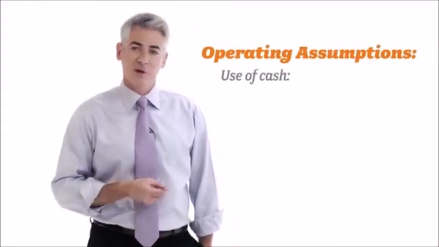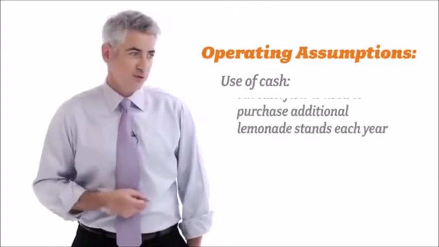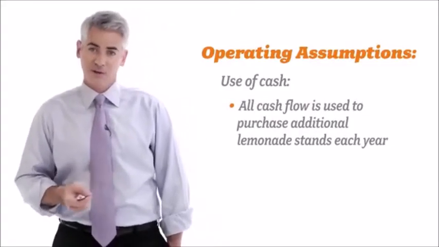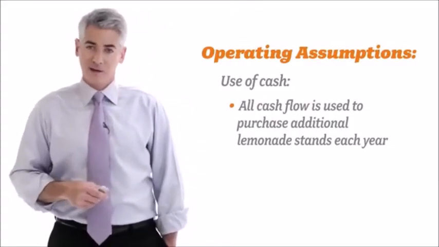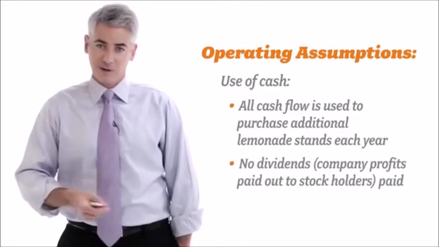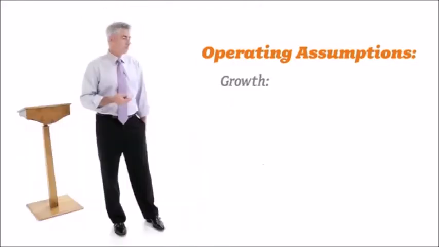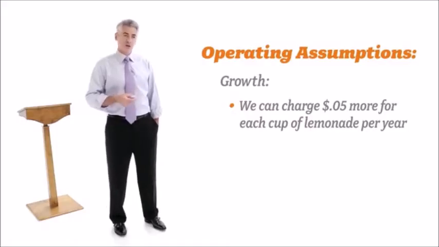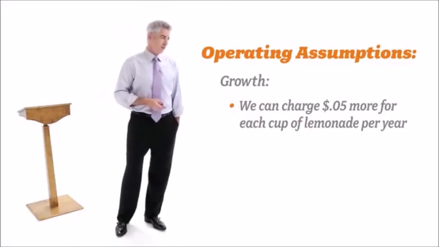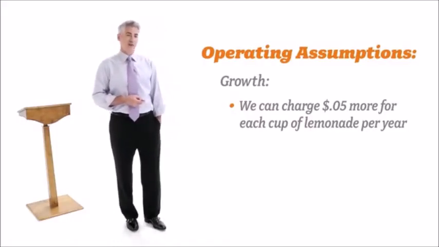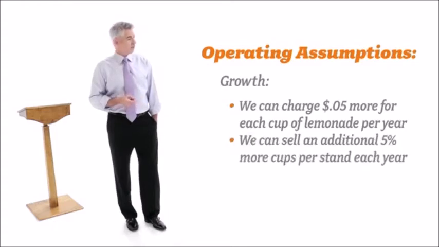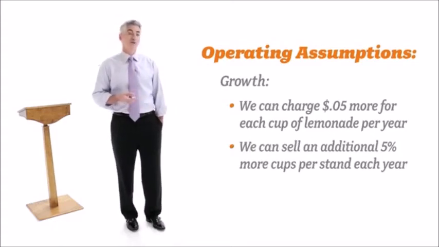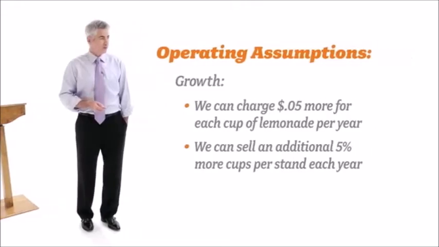Let's make some projections about what the company's going to look like over the next several years. Let's assume that we take all the cash the business generates and we're going to use it to buy more lemonade stands so we can grow. Let's assume we're not going to take any money out of the company. We're not going to pay a dividend. We're going to keep all the money in the company and reinvest it. As we build our brand, we can charge a little more each year. So we're going to raise our prices about a nickel, 5 cents more for each cup of lemonade each year. And then we're going to assume we can sell 5% more cups per stand per year. So we've got built-in growth assumptions.